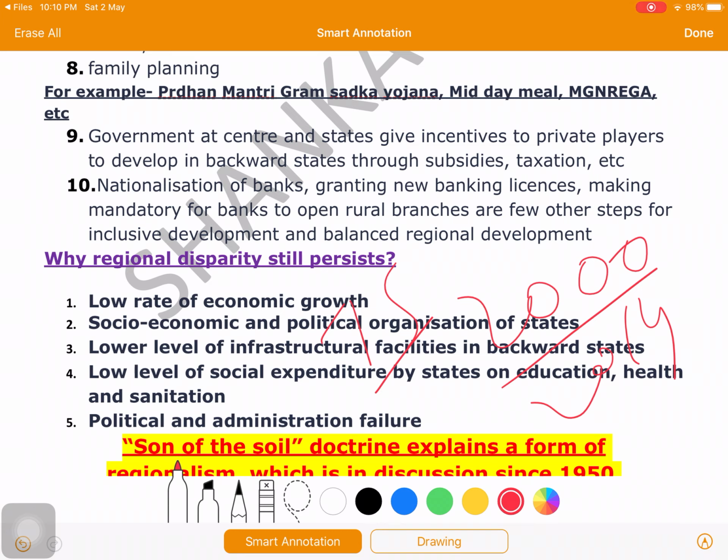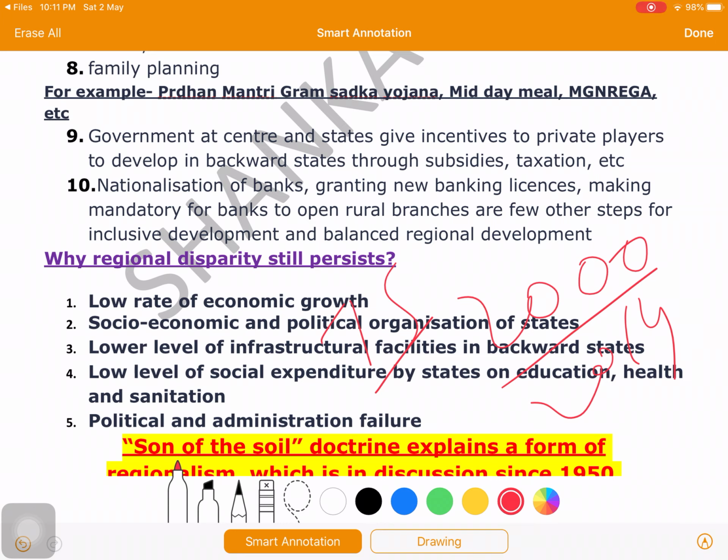which clearly intensifies that these failures also weaken the confidence of the private players, where they do not have that interest to come up and invest in the states, and they do not attract the investors in the states. And hence it is a clear-cut failure of the political and administration failure. So the government should focus on this.